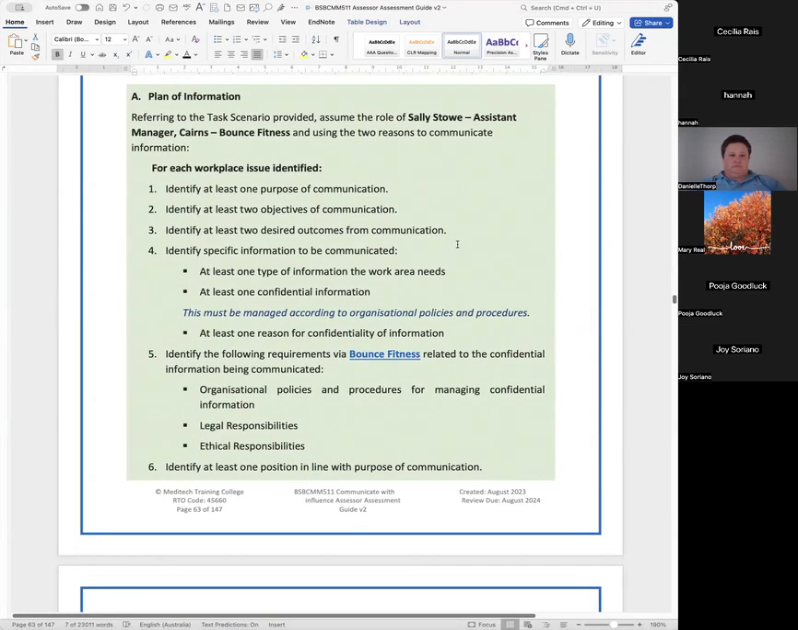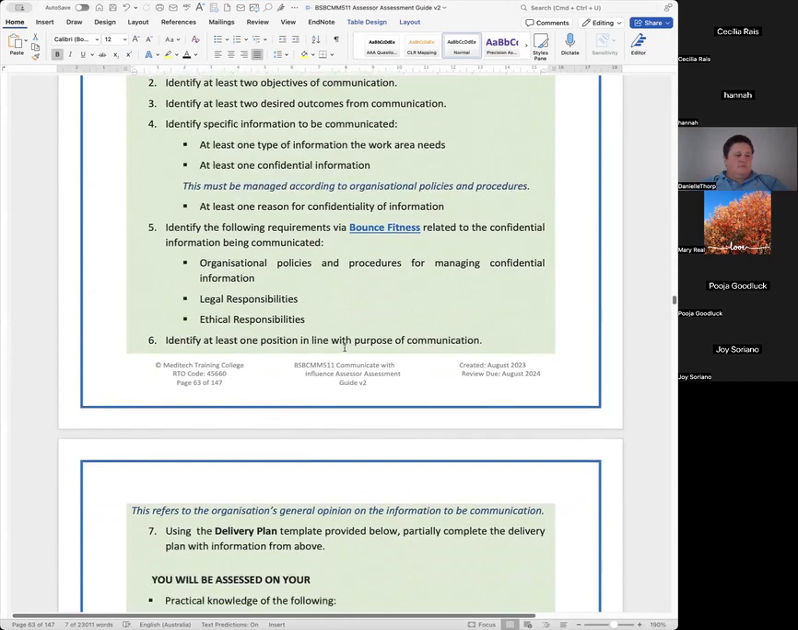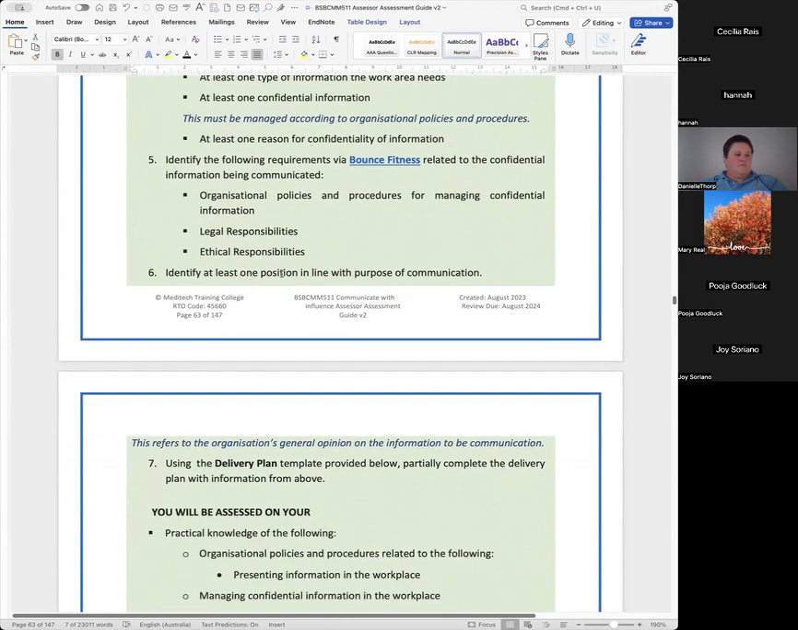Good thoughts, but I do like the thoughts. So you're going to be working very closely with those policies, because you're going to be looking at the organisation policies and procedures for managing confidential information, your legal responsibilities, your ethical responsibilities as well. Then you're going to identify at least one position in line with the purpose of the communication.